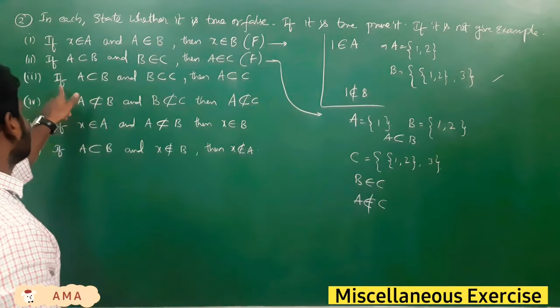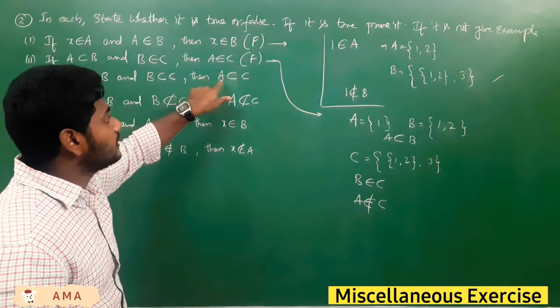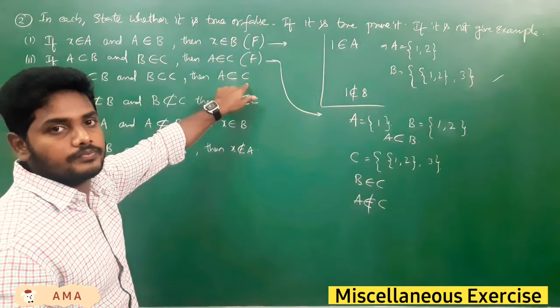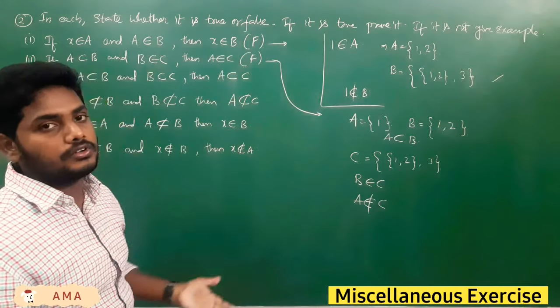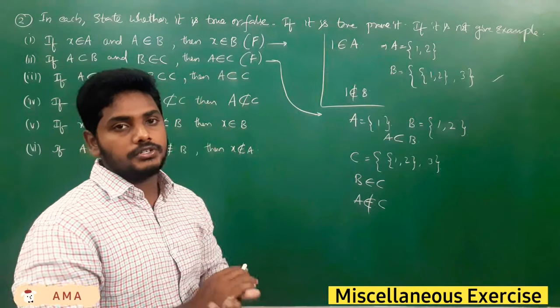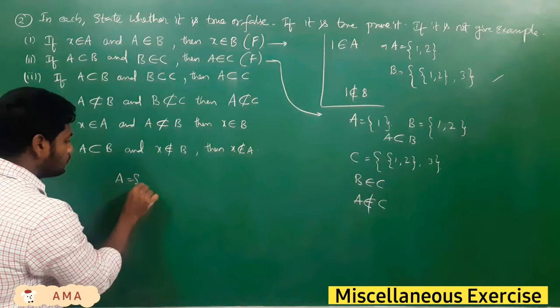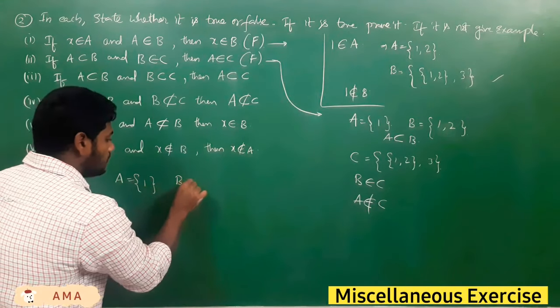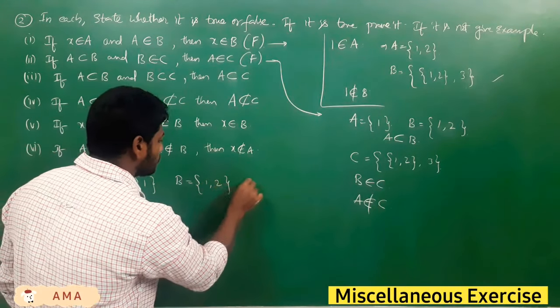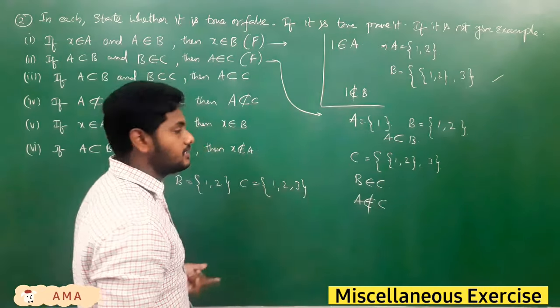Next. A subset of B, B subset of C, then A is also a subset of C. See, you can tell whether it is true or false. A subset of B, B subset of C, then A is also a subset of C, right or not? For example, A equal to the set {1}, B equal to {1, 2}, C equal to {1, 2, 3}. I will consider these three sets.